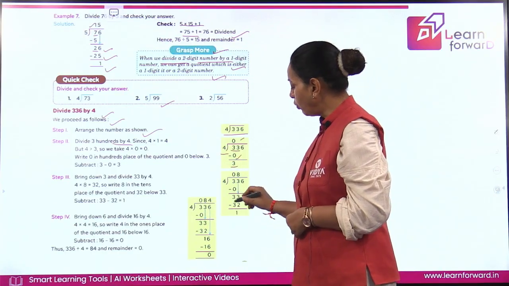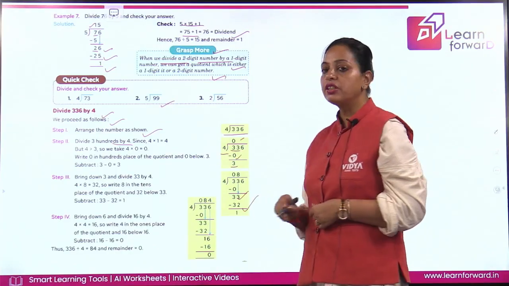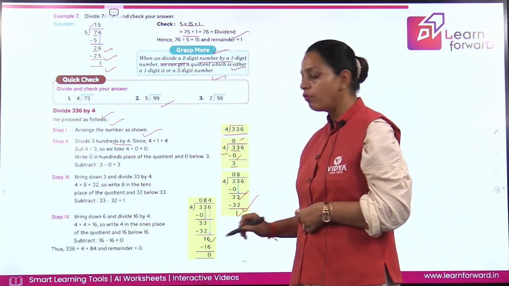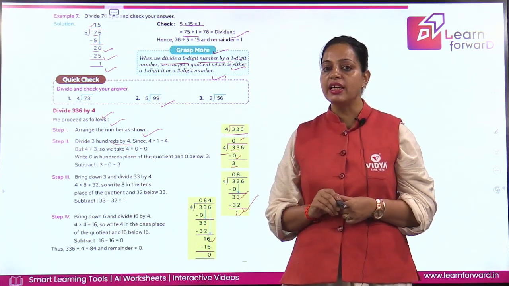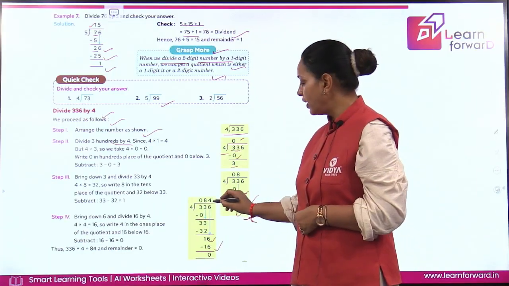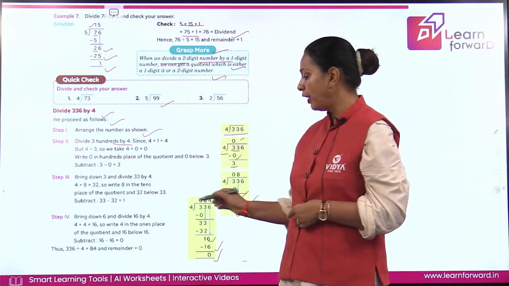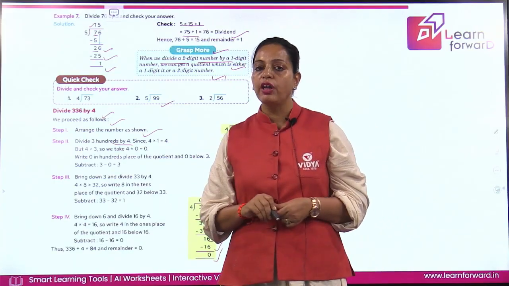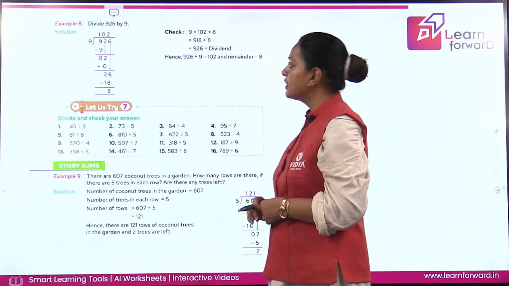Now we will divide 33 by 4. You know 4 8s are 32. So now subtract. You will get 1 here. Bring down the next digit. It becomes 16. So now 4 4s are 16. So write here 4 and here the remainder is 0. I hope this is clear to you. So the quotient is 84 and the remainder is 0. Okay. Now next example 8.